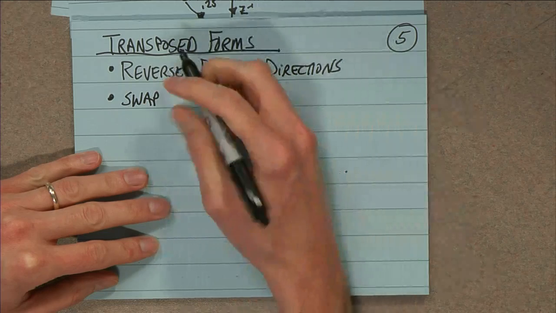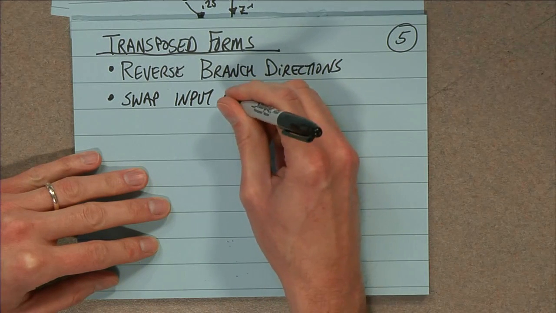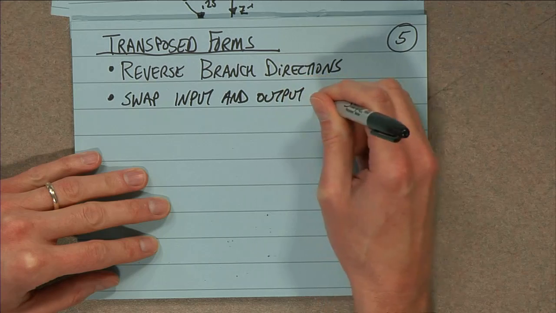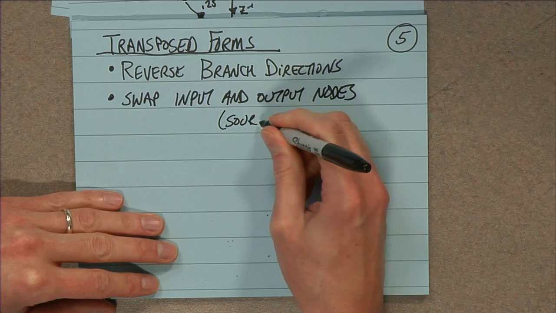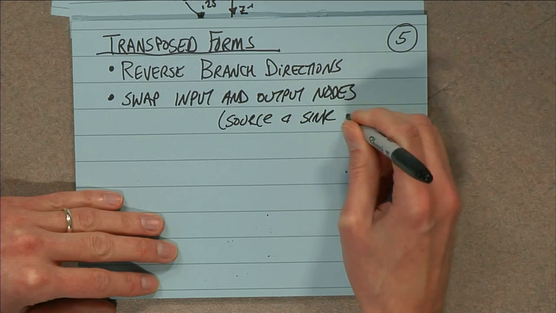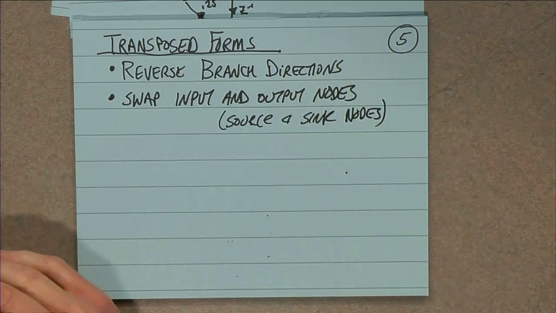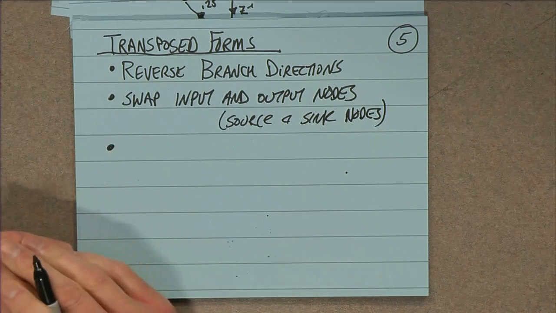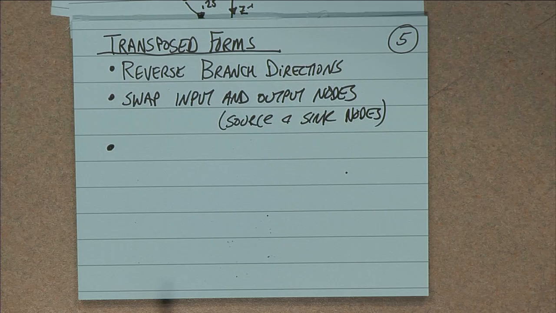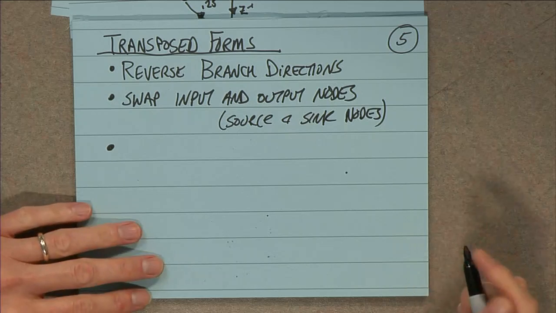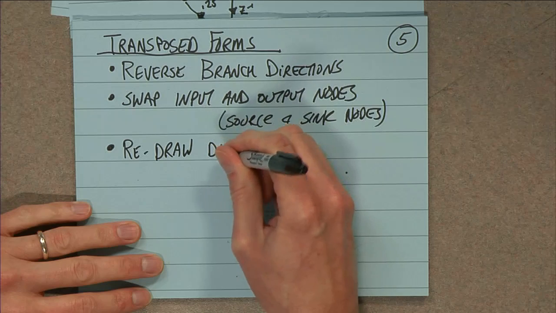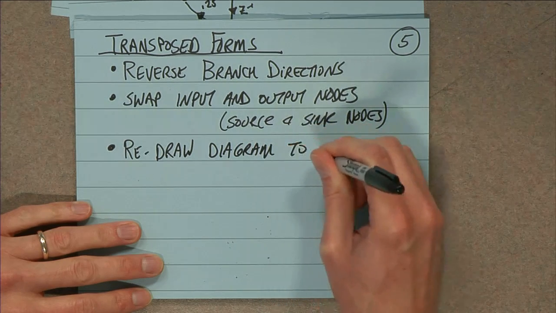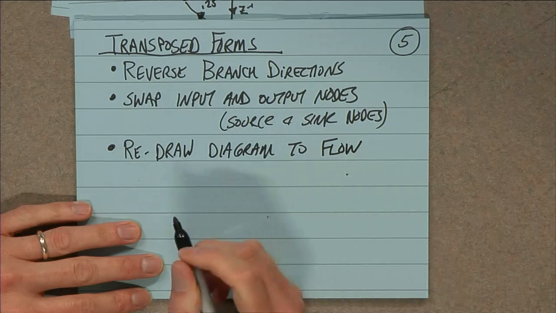Then you have to swap the input and output nodes, which we sometimes call source and sink nodes. And then the final step is to rewrite the block diagram so everything goes left to right, because typically that's industry standard. So if you have it all going backwards, it can be confusing. So we'll say redraw diagram to flow left to right.